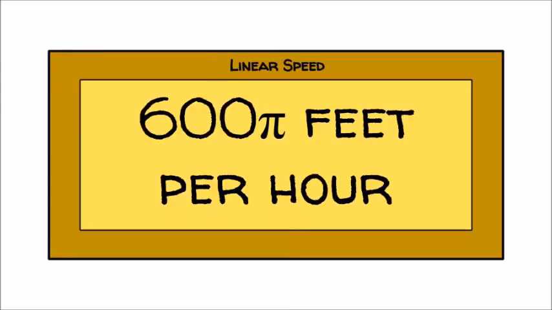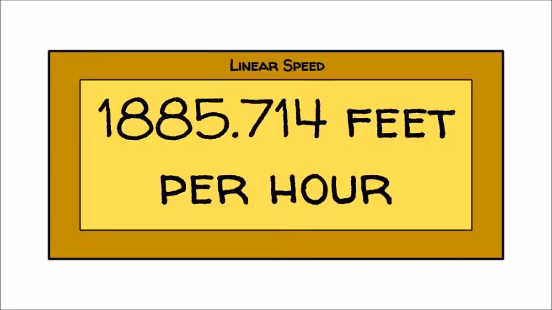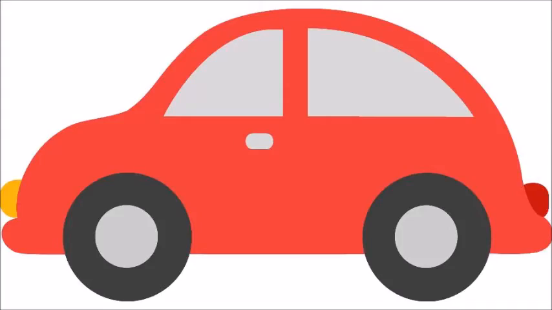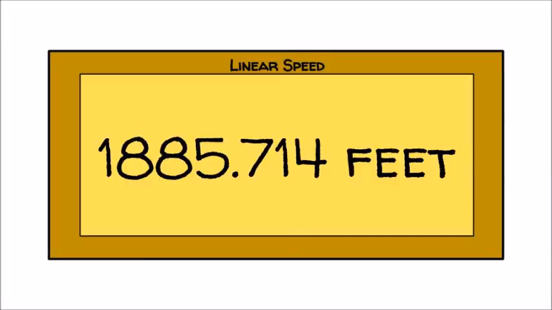The linear speed is 600 pi, or 1,885.714 feet per hour. This means that in 1 hour the toy car will move 1,885.714 feet.